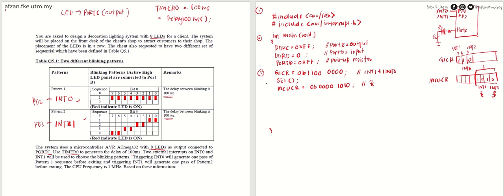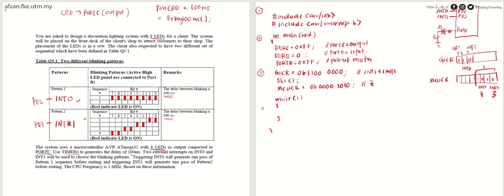Step number 4, you write down your main program. So while(1), open curly bracket and close curly bracket inside. Do you have any program inside your while(1) here? Meaning, is there any LED that lights up or any switch turned on while waiting for the interrupt to be invoked? No, so you just put blank here. So this is your main program.